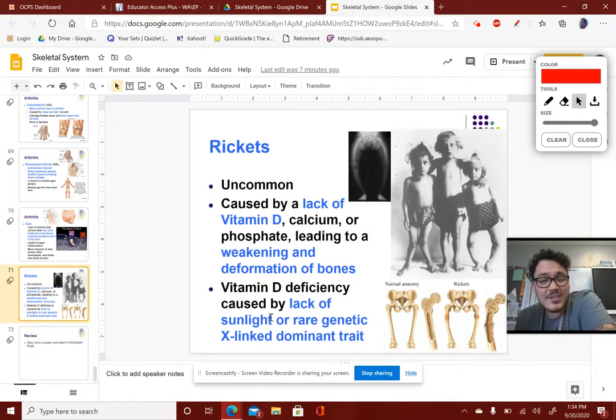That vitamin D deficiency is typically due to lack of sun. We learned this back in the integumentary system. On average, it depends on your complexion, right? But on average, you get about 30 minutes of sun, and that's enough sunlight to get proper levels of vitamin D on a daily basis. But there are people who don't get that level of sun, and it's not just because of where you live.